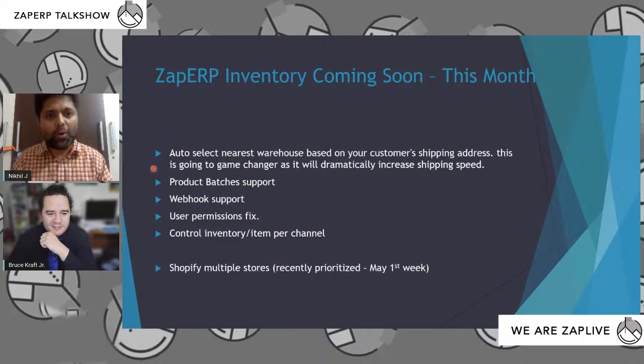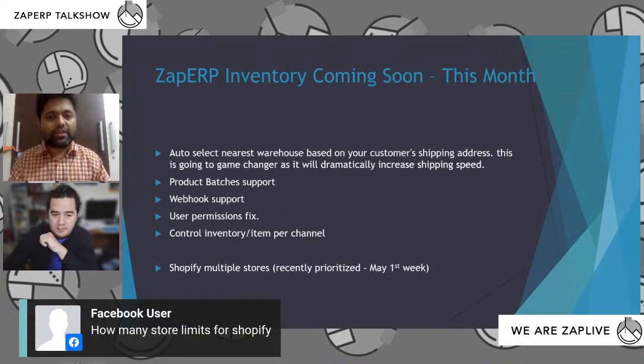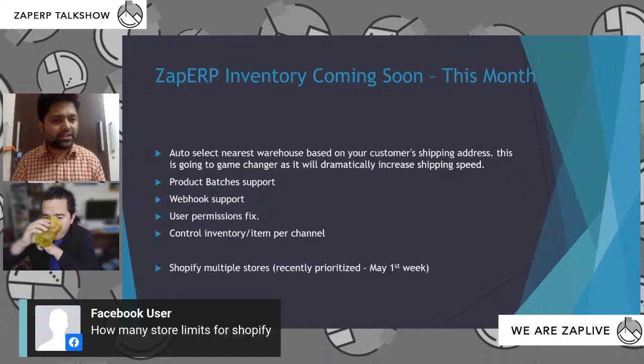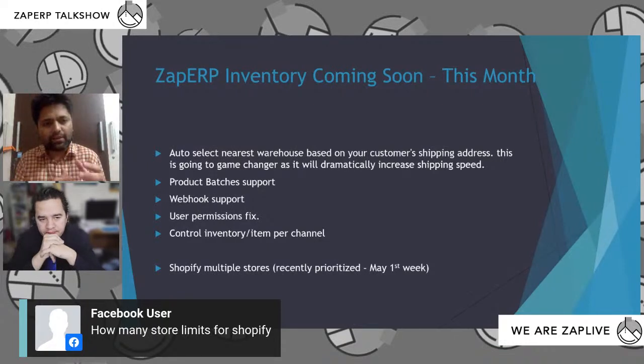Okay. So this is something that we have been talking about for a long time, but the good news is we have actually started some of the testing in our sandbox. That's the progress. So we have already started testing the batch support. As we discussed, batch support is going to allow you to use the same item with a different expiry date or different batches, right? Then auto select nearest warehouse. This is something we are live testing, and it should become available early next week or end of this week.